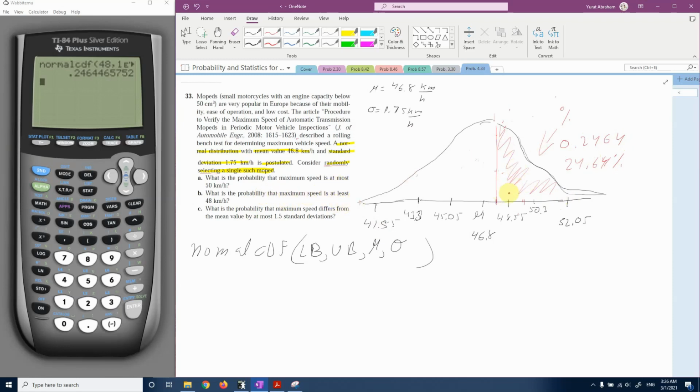That means to be at least 48, it's either 48 or more. So that's the probability, which is pretty much the area under the bell curve. I guess that's the calculus behind it, or the math behind it.